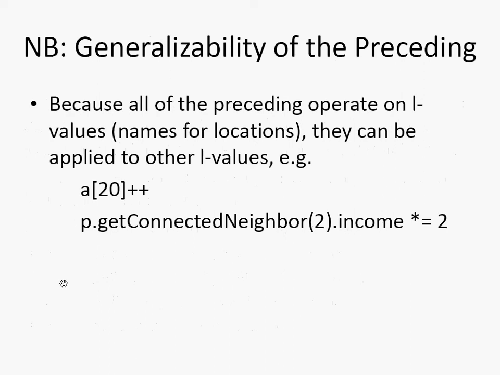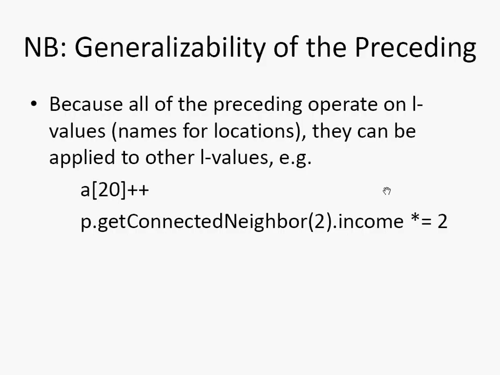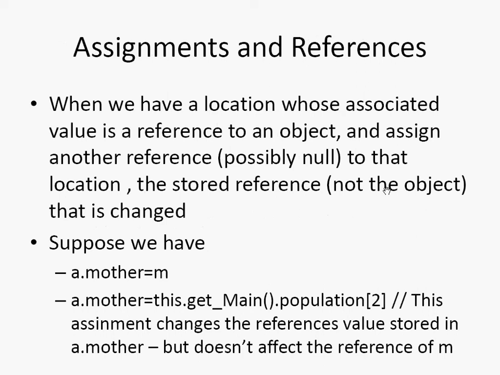Similarly, we can do things like this. A's mother is equal to this certain person, the third person in the population. This whole thing is referring to me. I get my reference to my main, I get the population in there, I find the third person in it, and that's going to be the mother of A. So it changes who their mother refers to.